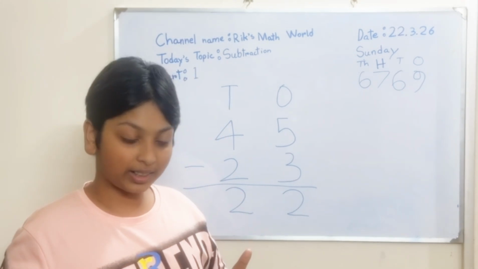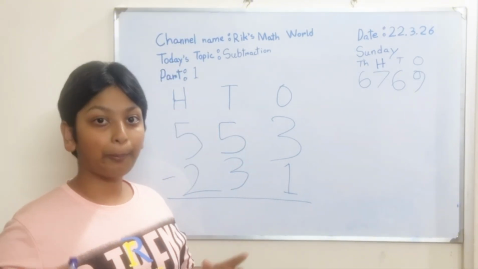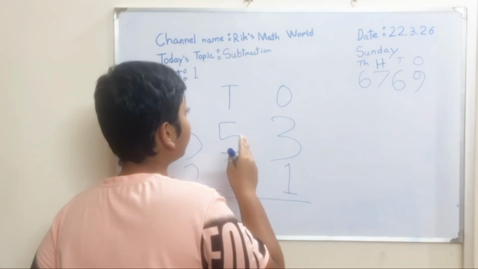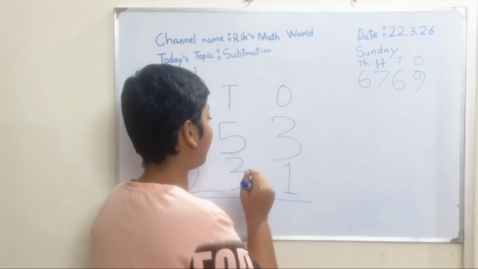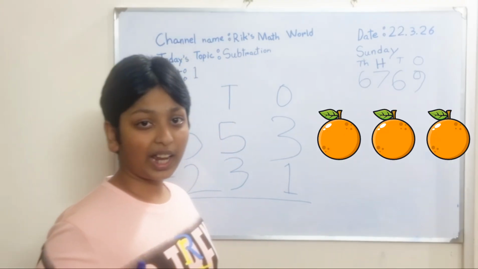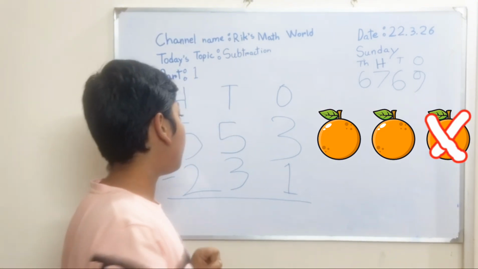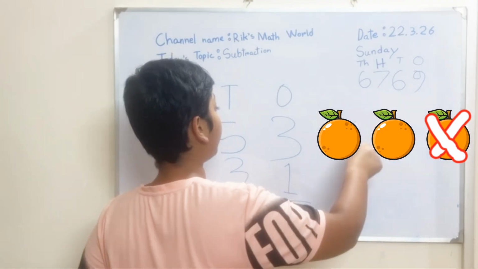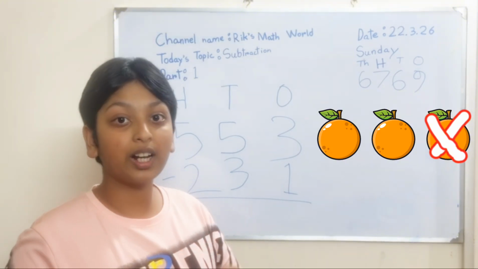Simple, isn't it, friends? Okay, friends, now I will do 3-digit subtractions. Please pay attention. In the ones place, the numbers you can see are 3 minus 1. So think that you have 3 oranges and you want to give 1 of them to your friend. So how many remain? 1, 2. 2 oranges remain. So we will write here 2.